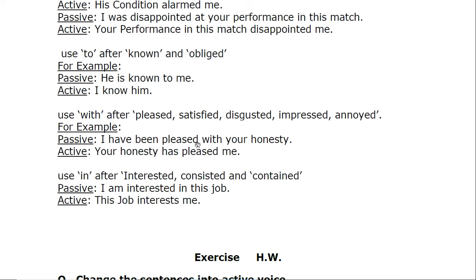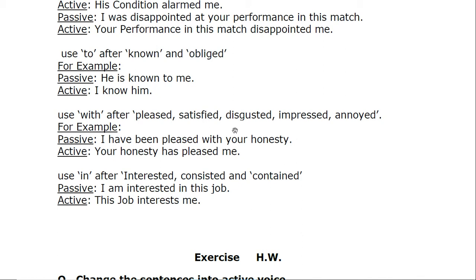When you have the word pleased, after that you will use with. Whenever you have the word known or obliged, you will use the word to. Now, I have been pleased with your honesty. So, what is the action? Have been pleased. ये पूरा action है. With what have you been pleased? Your honesty. Remember, this is used instead of by.